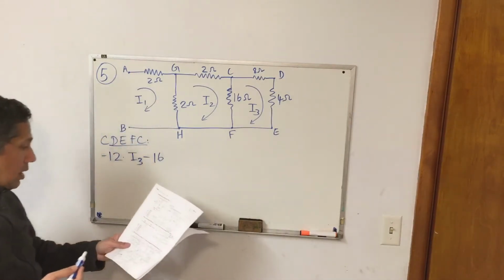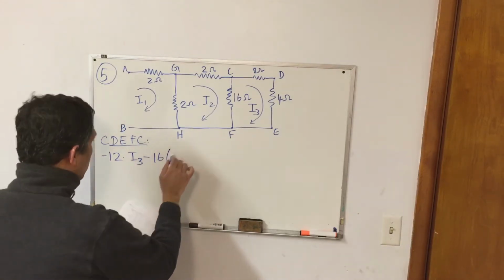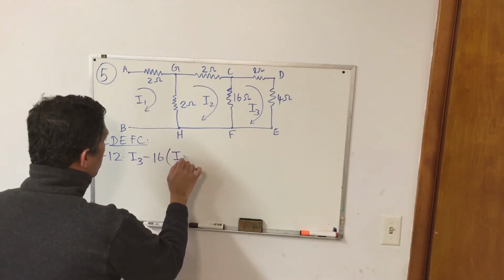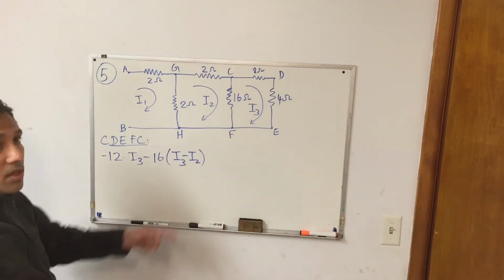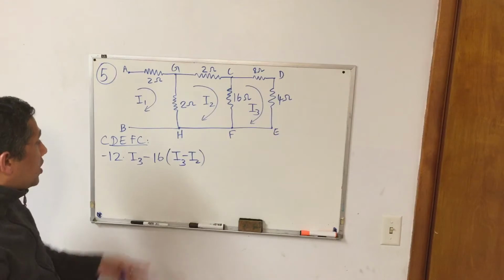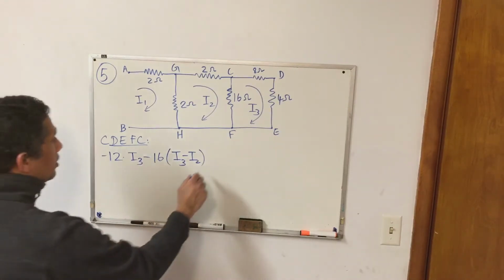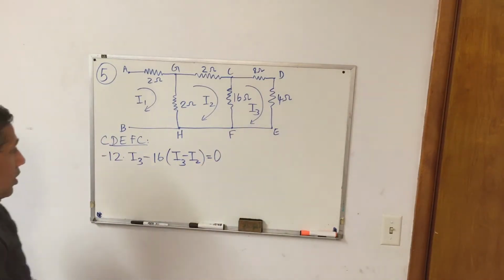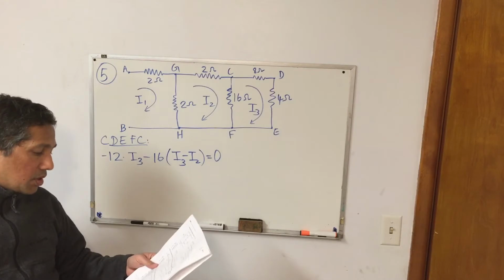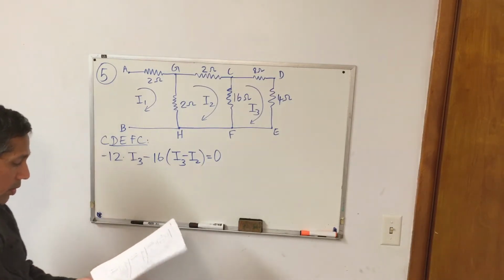So this is what I did. I take minus 16 times (I3 minus I2). This is the current in the direction in which we are traversing, I3 minus I2, so we lose potential. So minus, and then this has got to be equal to 0 because I'm coming back to the same point. So I should neither gain potential nor lose potential. So what do I have?